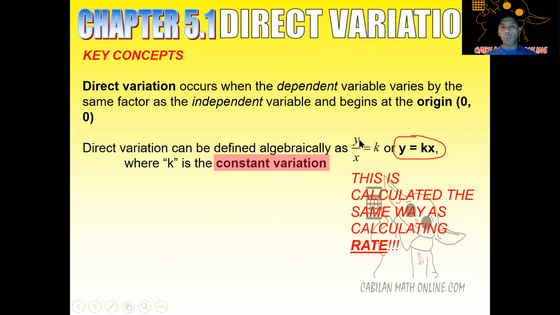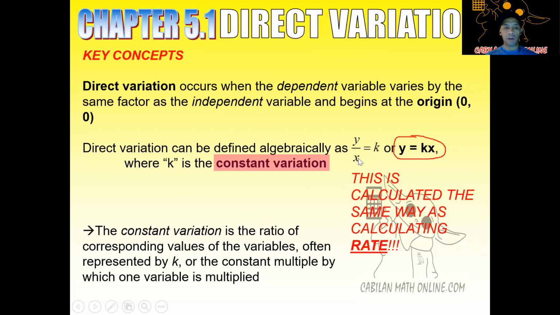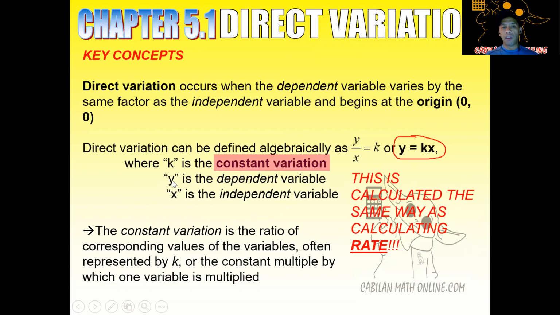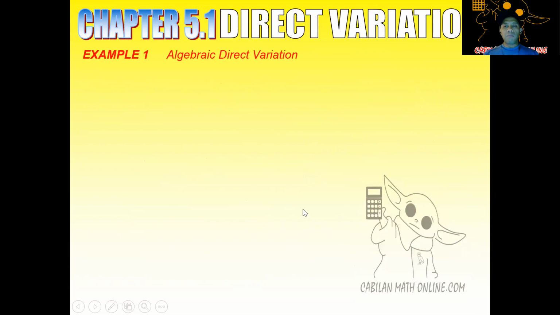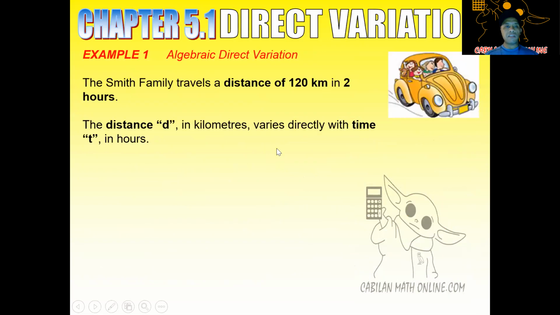Now, going back to the last chapter, the y would be the dependent variable and the x would be the independent variable. When you're calculating that, you take the value of y, whatever it may be, and divide it by the value of x to give you the value for k, which, like I said before, is the value for the rate. All right, so let's take a look at some number examples so it makes things a little bit clearer. It says here the Smith family travels a distance of 120 kilometers in 2 hours.